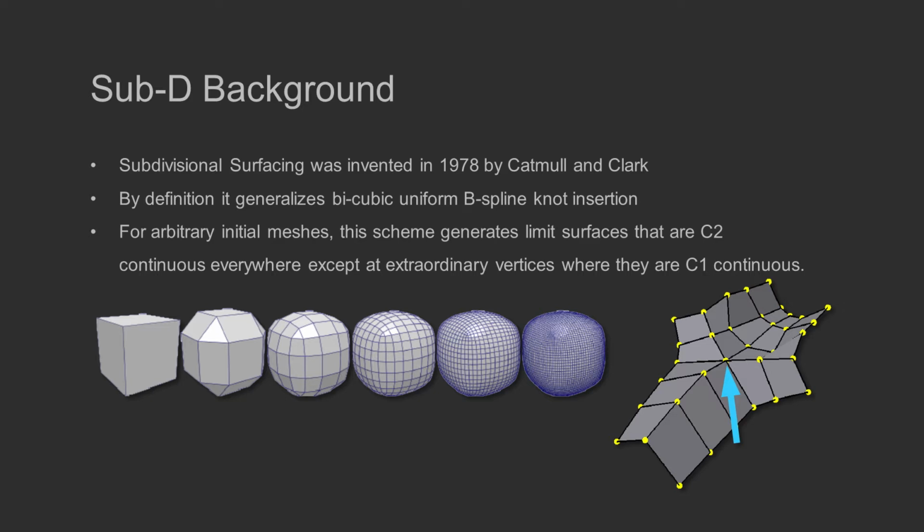Over the years, since 1978, there's been improvements on subdivisional modeling, and especially in the extraordinary points. T-splines is a good example of a significant effort to evolve and maybe even redefine subdivisional modeling.